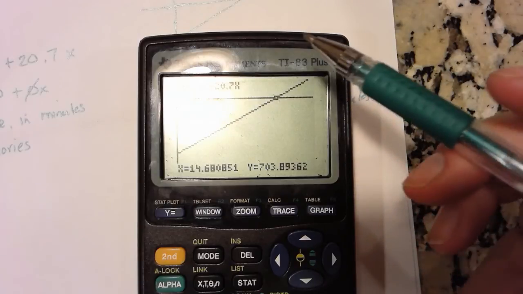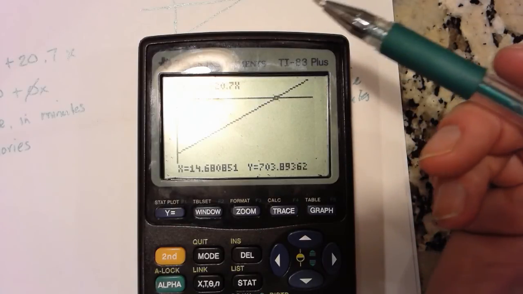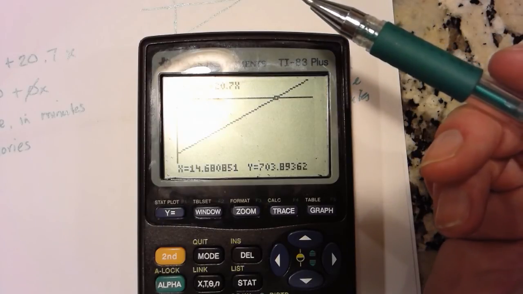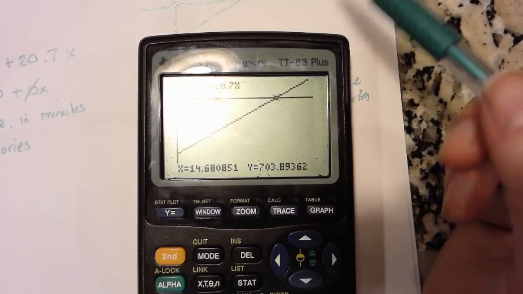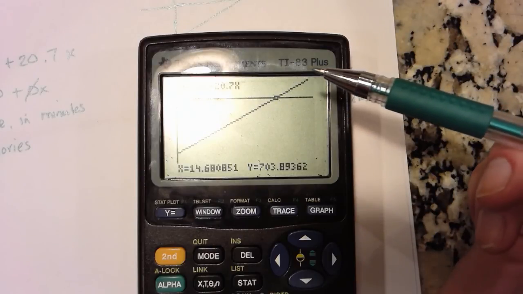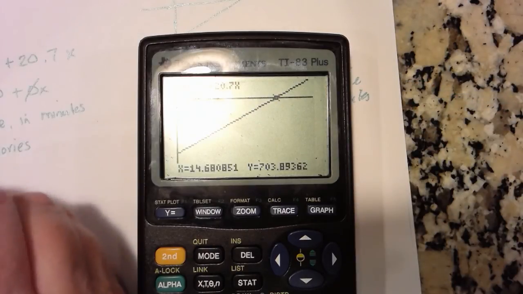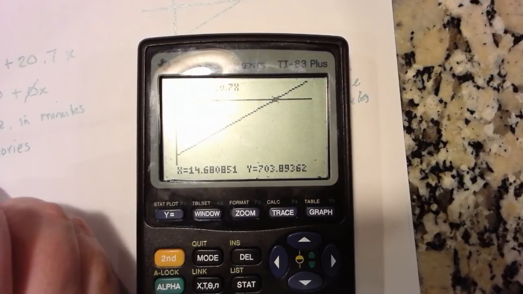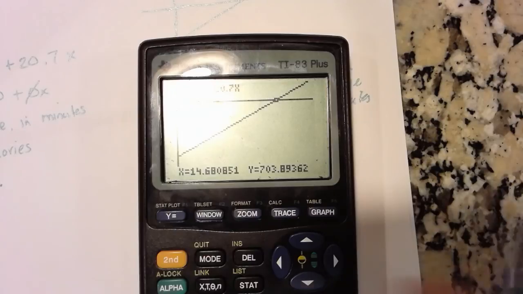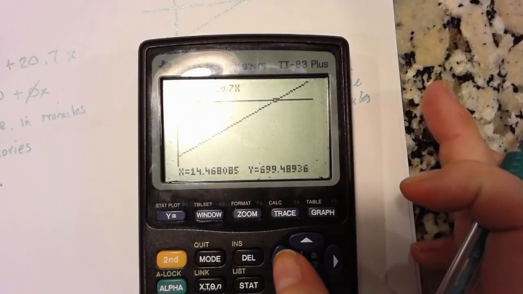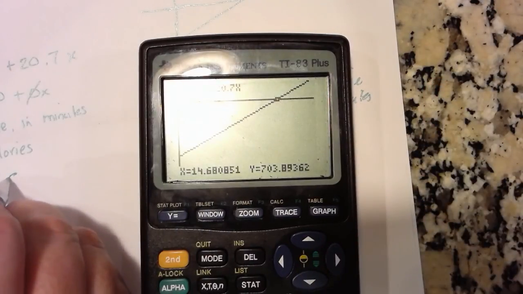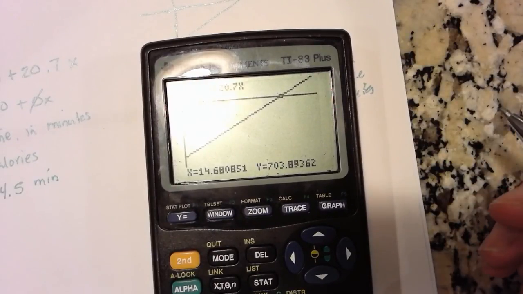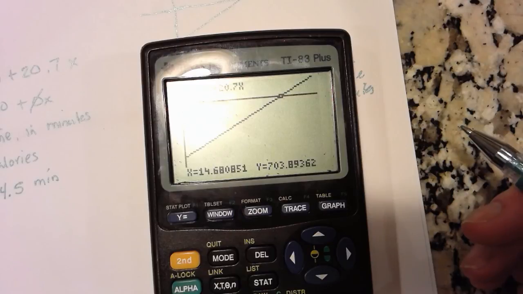So the questions for F and G have to do with that point on your graph. Time is about equal to 14.5 minutes. And that's how you do the calculator for problem 6.